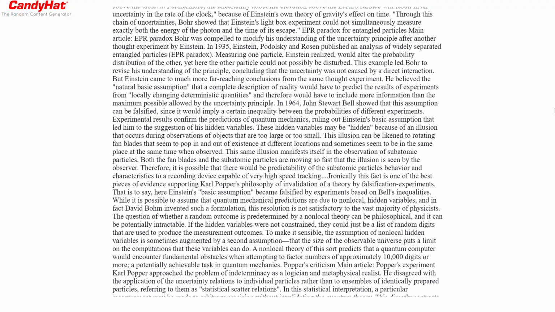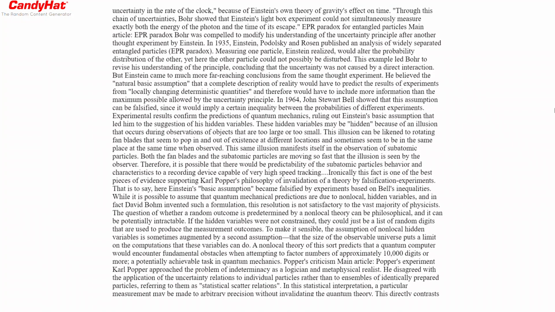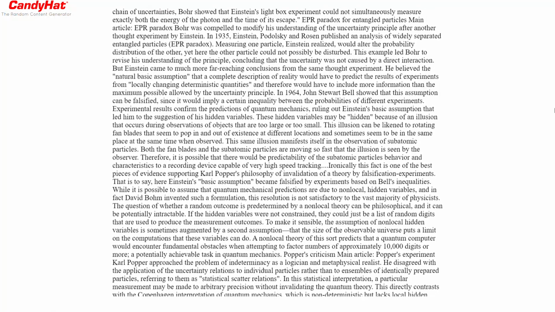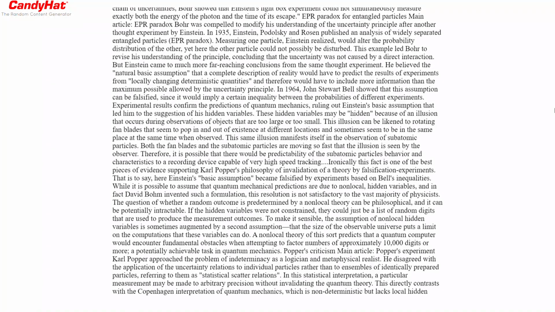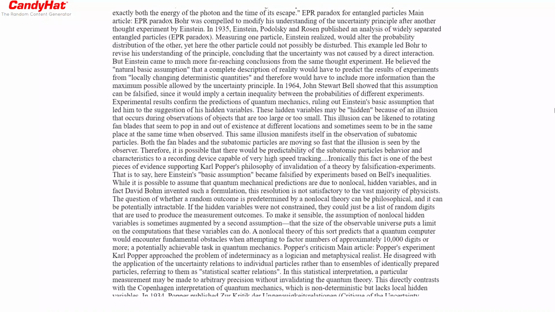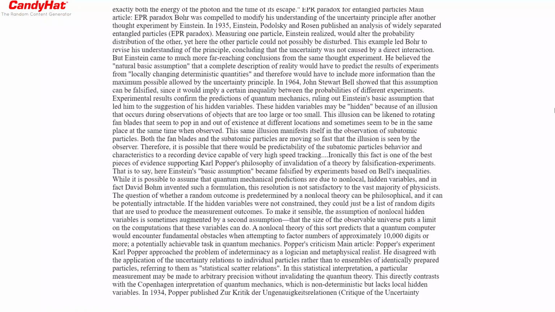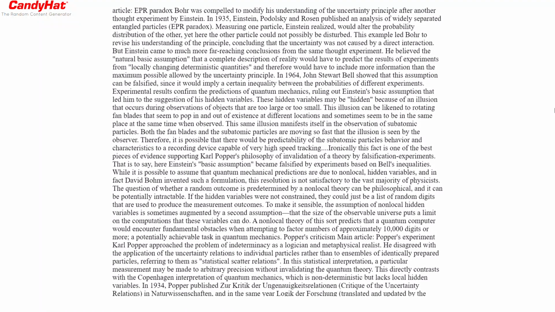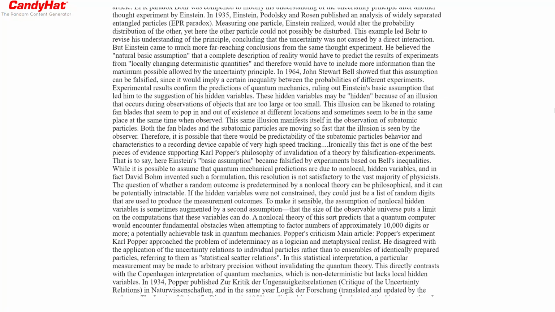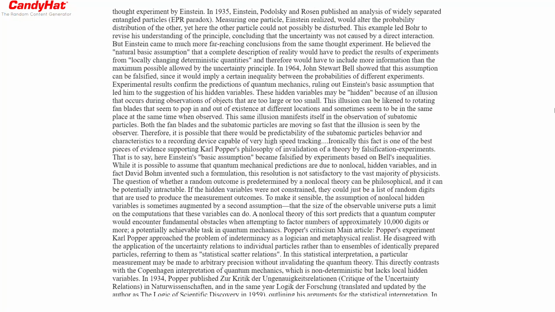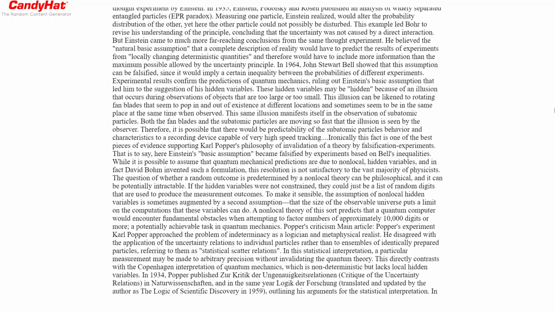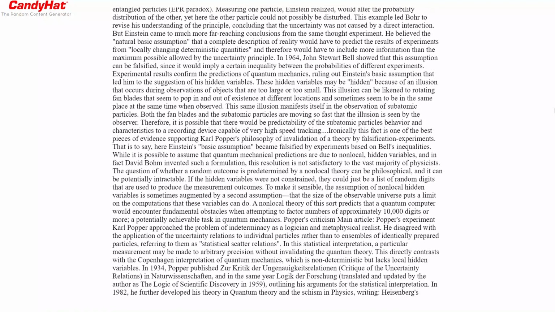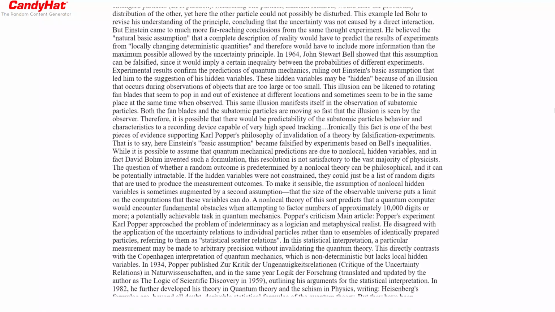The question of whether a random outcome is predetermined by a non-local theory can be philosophical, and it can be potentially intractable. If the hidden variables were not constrained, they could just be a list of random digits that are used to produce the measurement outcomes. To make it sensible, the assumption of non-local hidden variables is sometimes augmented by a second assumption, that the size of the observable universe puts a limit on the computations that these variables can do. A non-local theory of this sort predicts that a quantum computer would encounter fundamental obstacles when attempting to factor numbers of approximately 10,000 digits or more, a potentially achievable task in quantum mechanics.